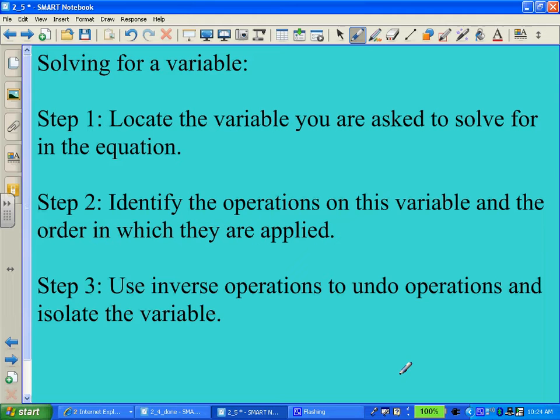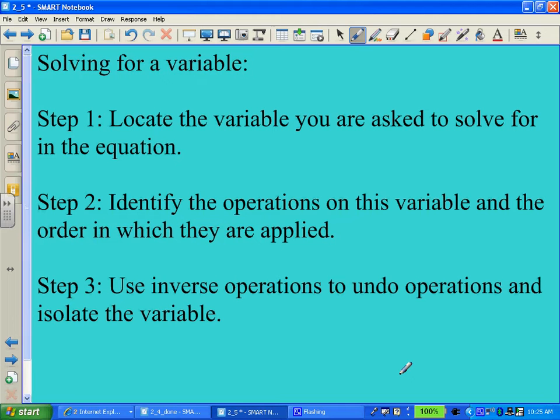So when we solve for a variable, the first thing we do, just like we have been doing, is find the variable that we're asked to solve for. Like I said, there's probably going to be more than one variable, so you've got to find the right letter. The second step is identify the operations that are happening on this variable and the order in which they are applied. That should sound familiar. That's exactly what we did with two-step equations. We're going to be doing the same thing.